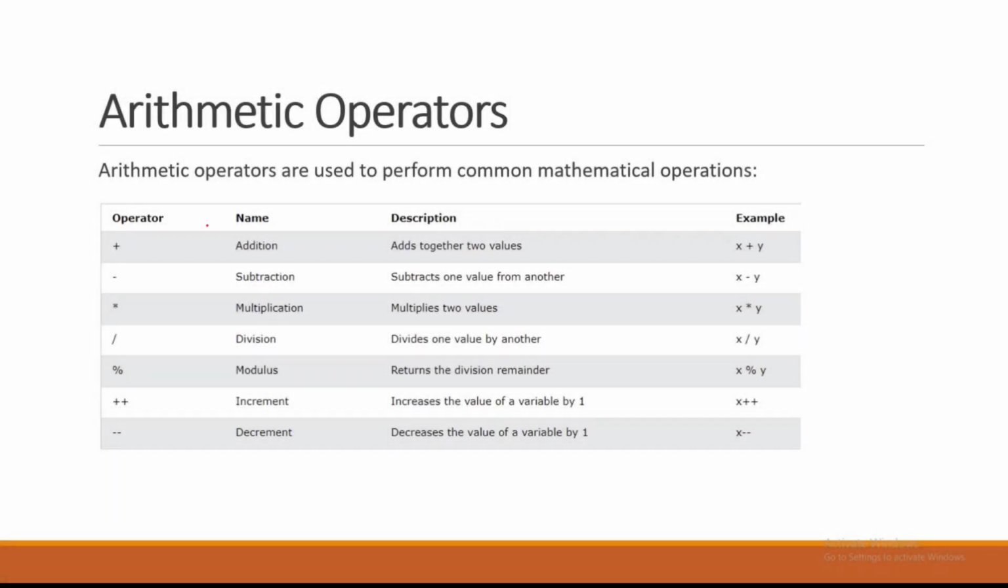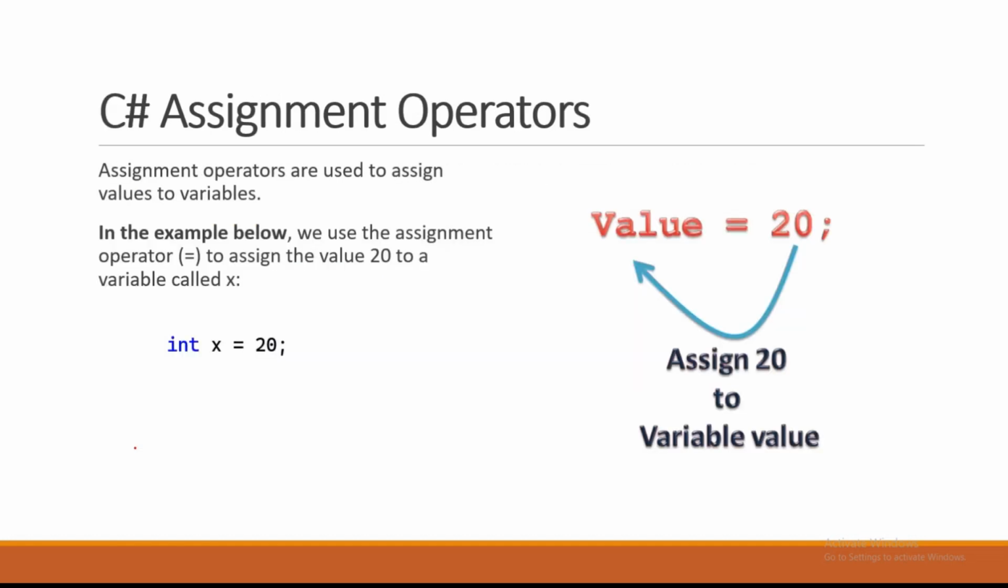And operators, as you know, in programming languages we have plus for addition, minus, multiplication, division, modulus. In C sharp, plus plus increases by one and minus minus decreases by one, that you can use. For an assignment operation we use the equal sign. It is for assignment: the value is assigned to the variable name. It reads as assigning 20 to the variable value, it's equal.